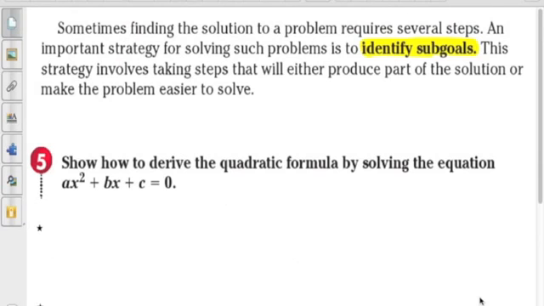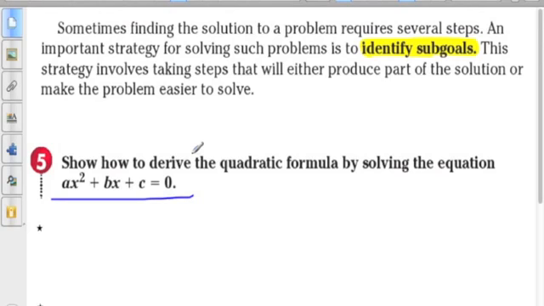Sometimes finding a solution to a problem requires several steps. An important strategy for solving such problems is to identify subgoals. This strategy involves taking steps that will either produce part of a solution or make a problem easier to solve. So, look at example number 5. Let's show how to derive the quadratic formula for solving the equation. Remember, the quadratic equation is ax squared plus bx plus c equals 0. That is our quadratic equation.